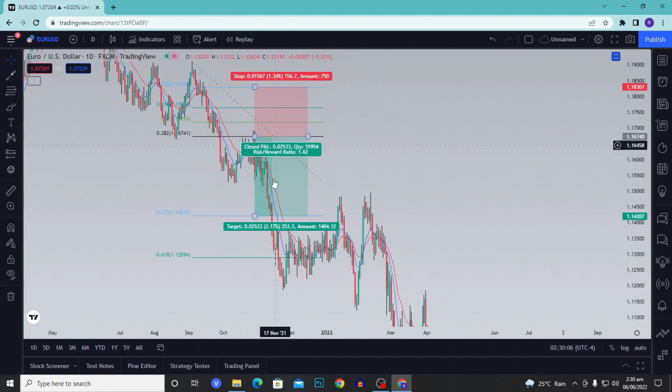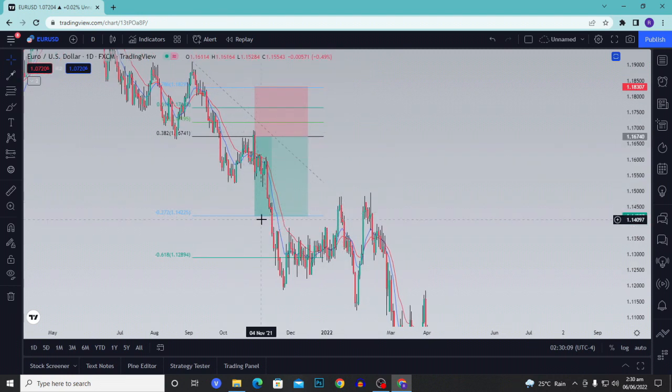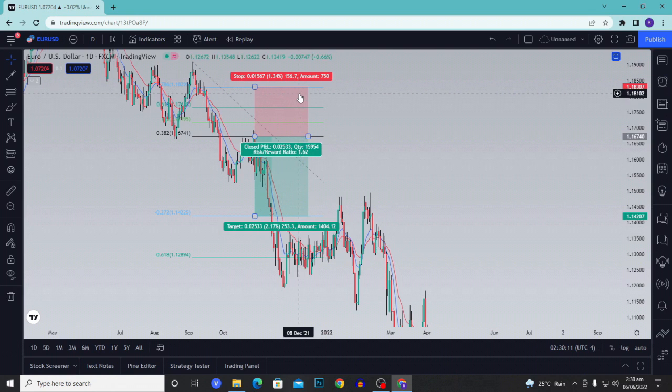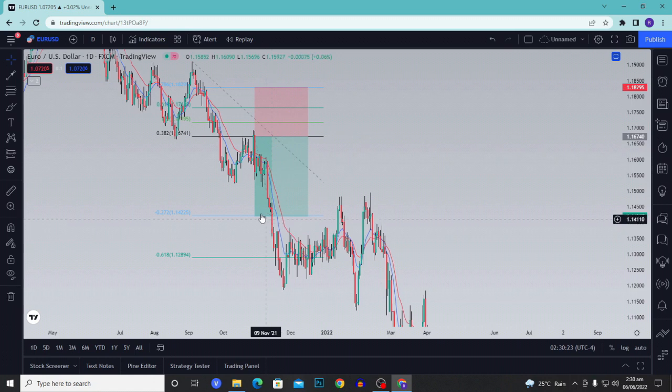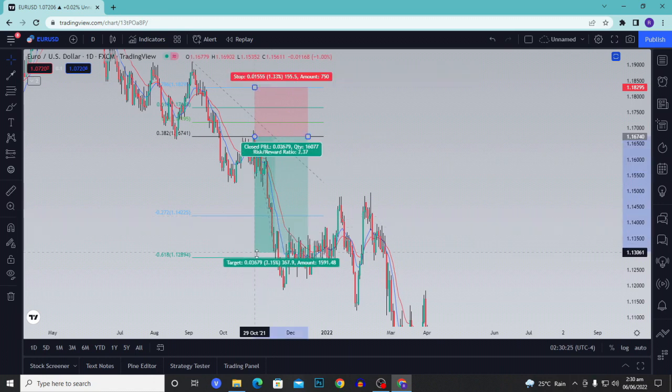As you can see, price went down, hit our first take profit, and didn't even give us any sort of drawdown before dropping down, just straight downward movement to both of our take profit zones or profit levels.